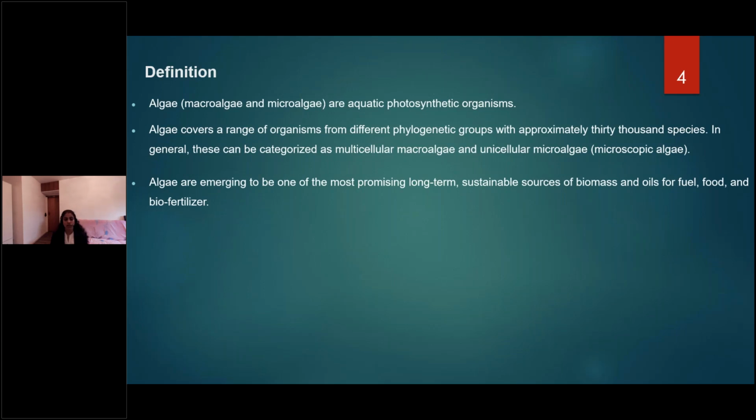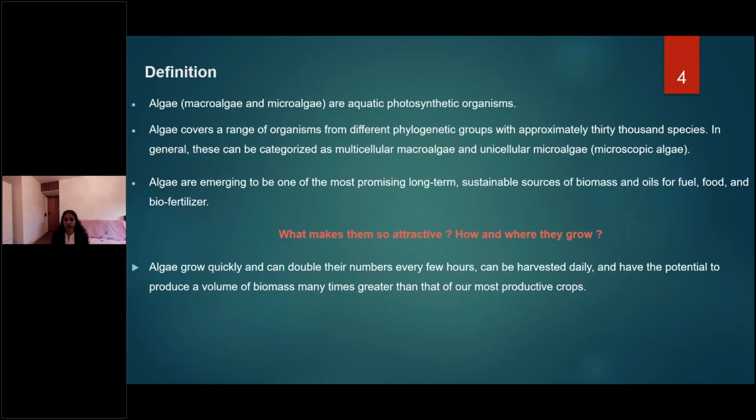Algae are emerging to be one of the most promising long-term sustainable sources of biomass and oils for fuel, food, and biofertilizers. So what makes them so attractive? How and where do they grow? Algae grow quickly and can double their number every few hours, can be harvested daily, and have the potential to produce a volume of biomass many times greater than that of our most productive crops.